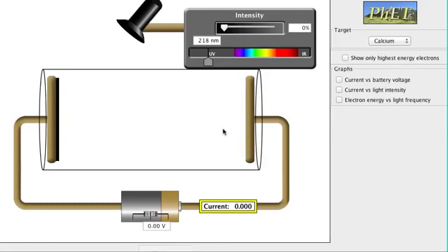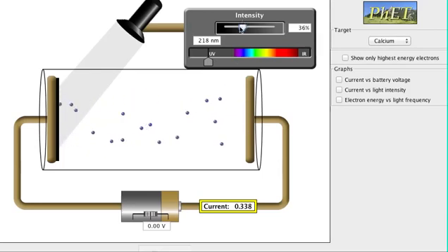The photoelectric effect was a very important discovery that was made in the early 1900s and was first correctly interpreted by Albert Einstein. The photoelectric effect shows us that when light strikes a metal surface, electrons are ejected from that metal surface.